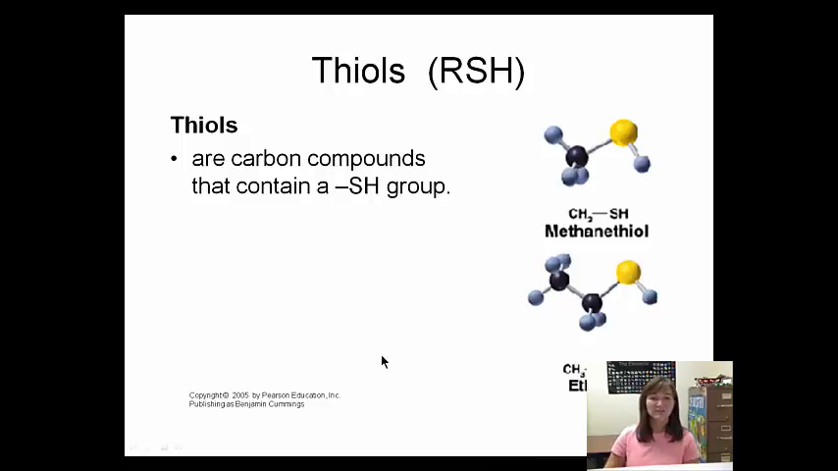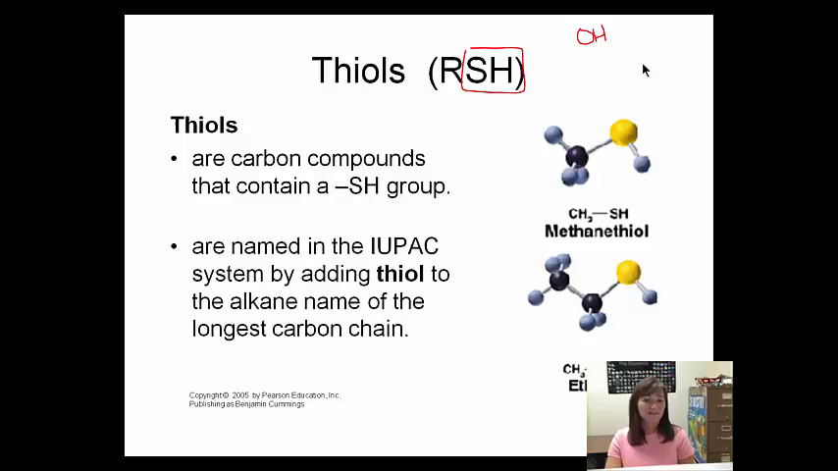The last functional group we're going to look at in this lecture is the thiols. You will recognize a thiol because it has this SH group in it. So alcohols have an OH group, your hydroxyl. Thiols will have an SH group. Thiols are compounds that contain that SH group. They're named in the IUPAC system by adding the word thiol to the alkane name with the longest carbon chain. So basically just find your longest carbon chain, name that as an alkane, and plop the word thiol at the end. So here's an example.